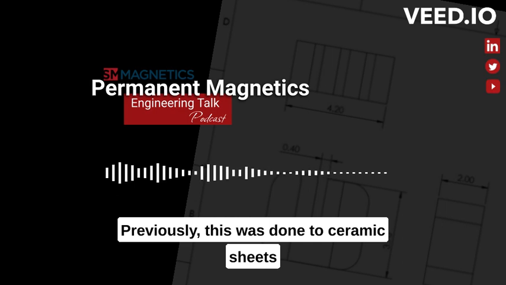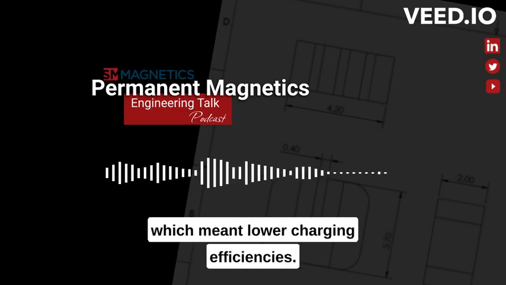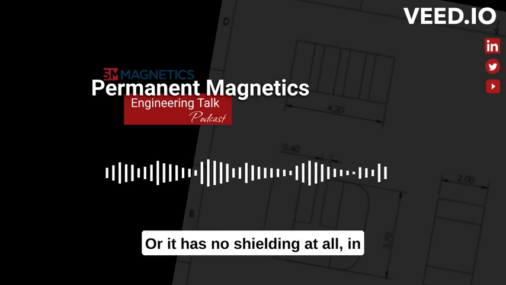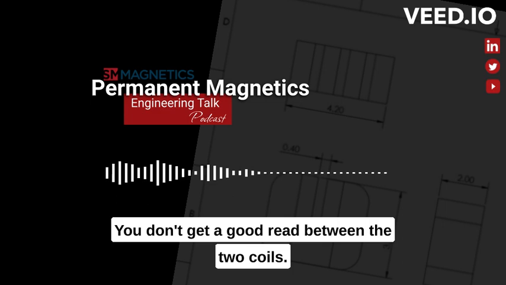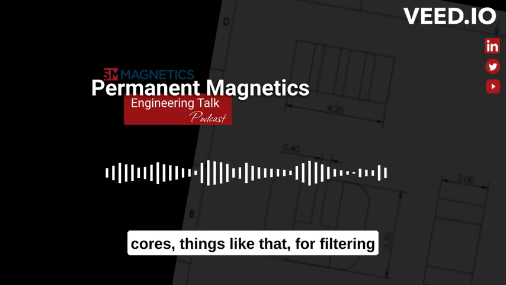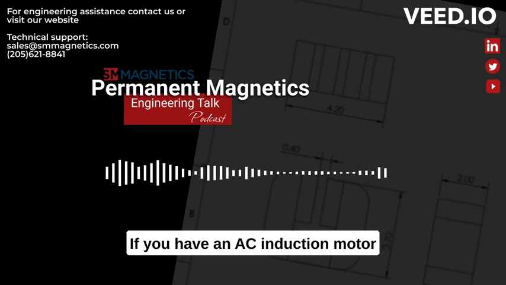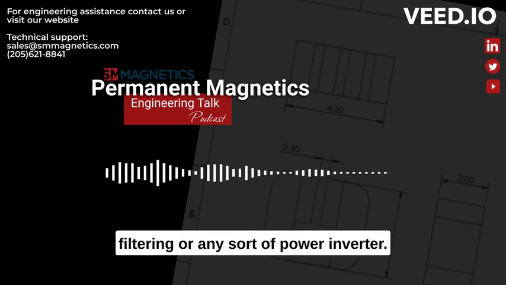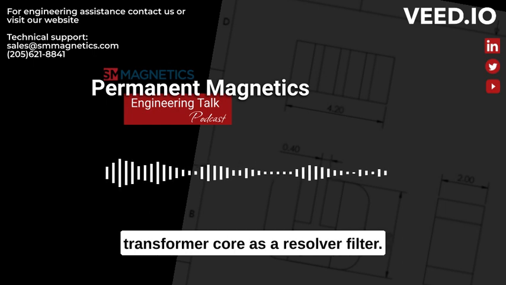Previously, this was done with ceramic sheets or amorphous materials with lower saturation induction, which meant lower charging efficiencies, or with no shielding at all, in which case you don't get good coupling. You don't get a good read between the two coils. It's also used in resolvers, filters, cores, things like that for filtering power. Maybe in EV drivetrain situations, if you have an AC induction motor especially, you would need some sort of filtering, or any sort of power inverter. You might use this in the transformer core or as a resolver filter.